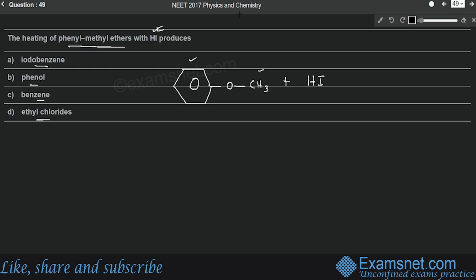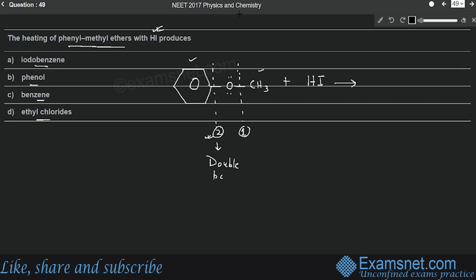So we have to find out the product. Now let's see what are the possibilities here. When this reaction takes place, either this bond will break or this bond will break, right? Let's say this is bond number 1, this is bond 2. Now we know that oxygen will have lone pair of electrons. So due to these lone pair of electrons, bond 2 will have double bond character.